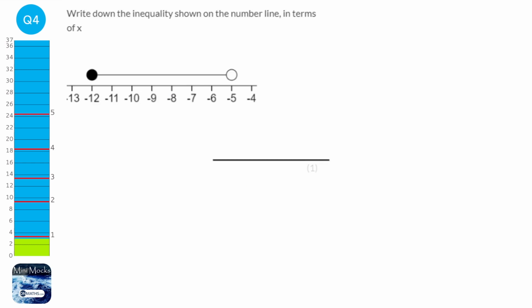We're going to start off by writing the numbers that the dots are at. So we've got -12 and we've got -5, and x is anywhere between those. Now, it's obviously going to be greater than -12, and it's going to be less than -5, but it can equal -12, and the reason for that is it's a filled in dot, but it can't equal -5 because that is a hollow dot.